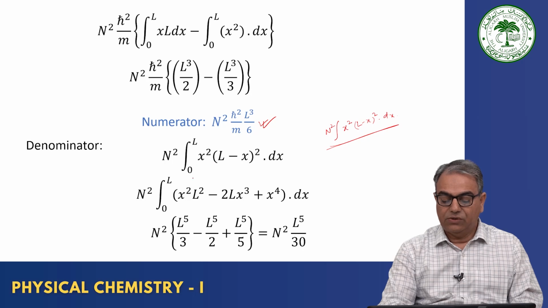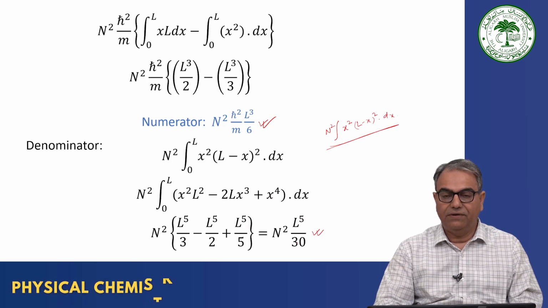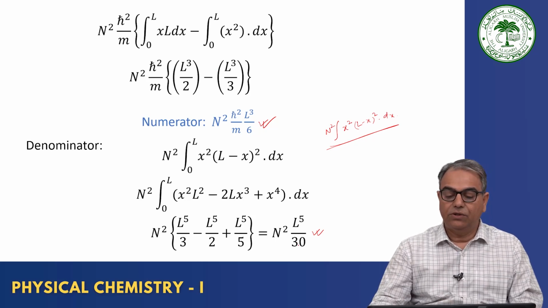Okay. So if you put this value, then what you need to do is open up (a minus b) whole square and then multiply by x square. What you get is x square L square minus 2L x cube plus x⁴ dx. So you have the integral of x square dx, integral of x cube dx and integral of x⁴ dx. And finally what you get is L raised to the 5 divided by 30. So you do have the numerator and you do have the denominator.